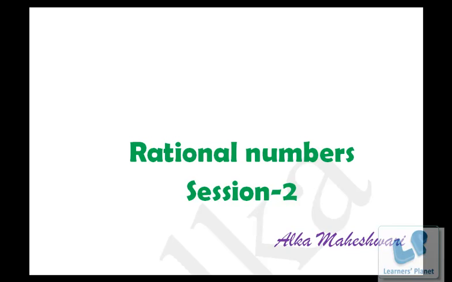Friends, this is our second session for rational numbers. In the previous session, we discussed various types of numbers. We discussed natural numbers, whole numbers, integers, positive and negative integers. Then we discussed rational numbers. We did some problems based on addition of rational numbers. In this session, we are going to discuss the properties of rational numbers. Okay, so let's begin this session.